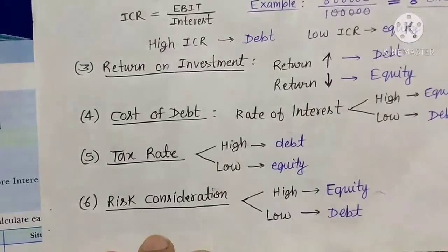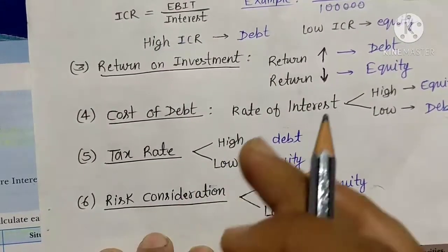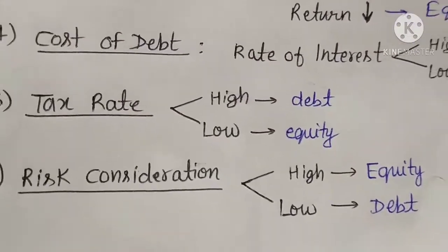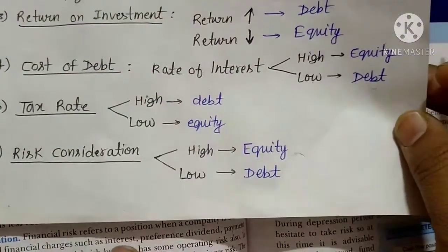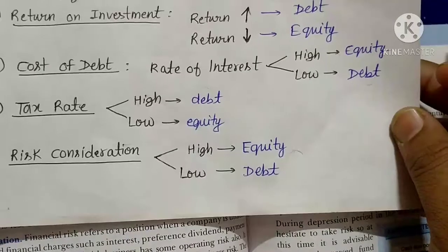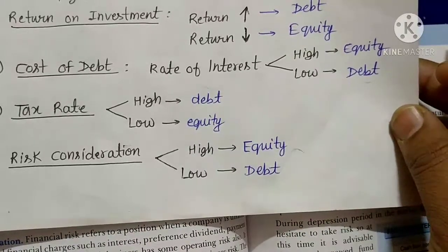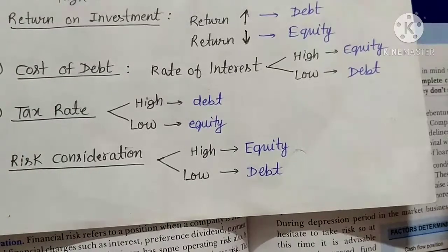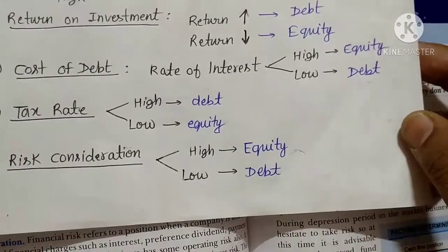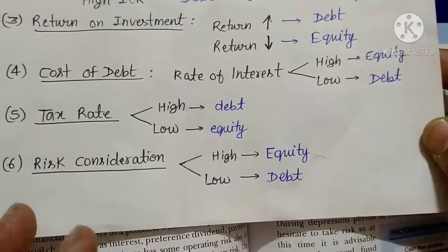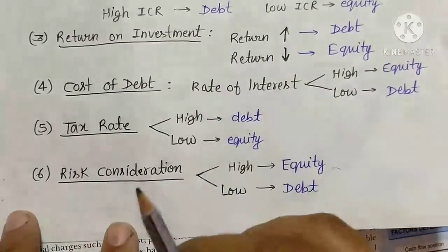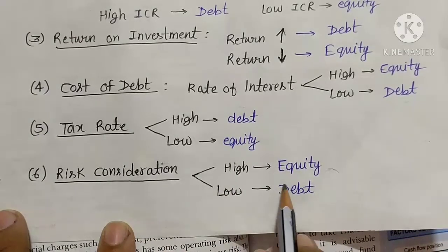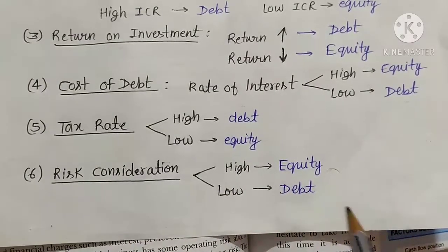Okay, then comes risk consideration, that is, how much risk is there. Business is full of risk, so how much risk is considered in the business comes under risk consideration. It means financial risk refers to a position when a company is unable to meet its fixed financial charges such as interest, preference dividend, payments to creditors, etc. These all are factors that come under risk consideration. If the risk is high, then we should go for equity. If the risk is low, then we should go for debt.